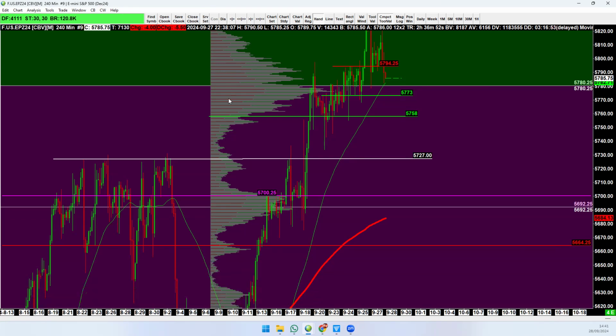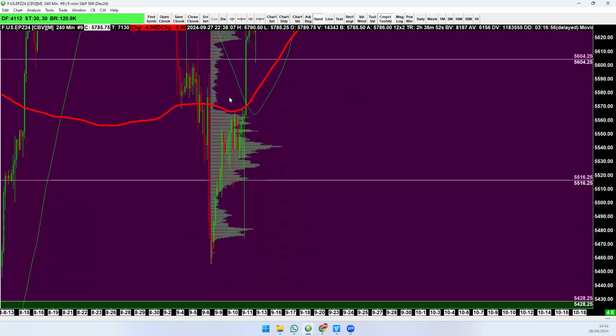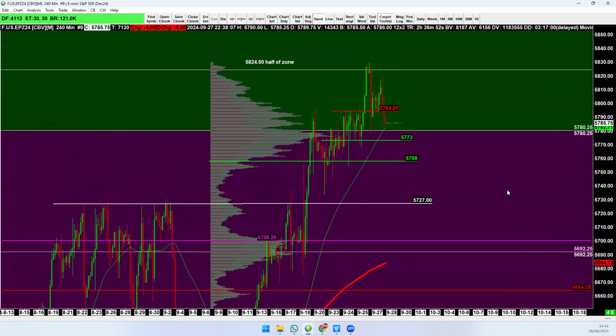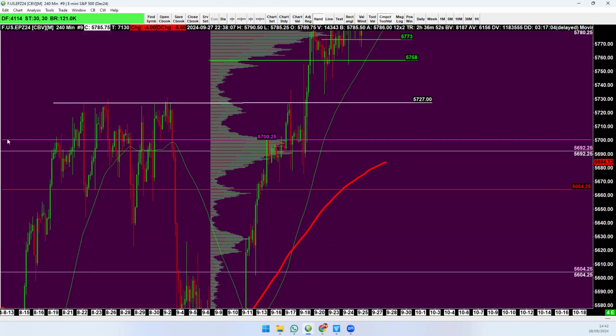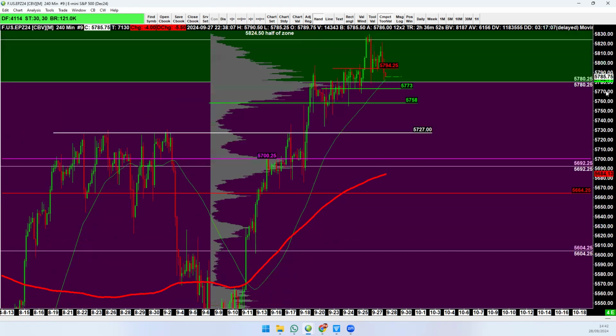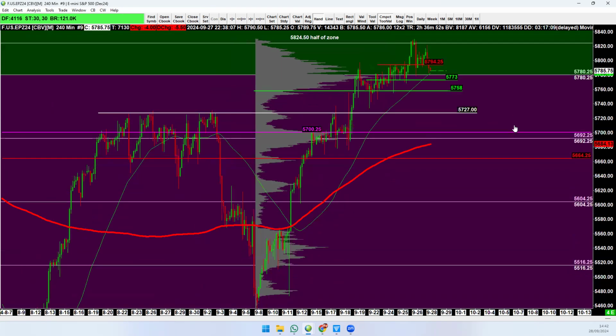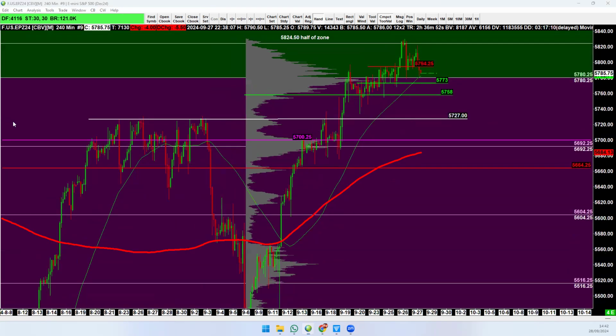So here we have a 4-hour candle, and I've drawn a volume profile from the bottom of this move at 54.50 all the way up to the top. I've also got some interesting things on here that I don't usually use or show people, but a lot of people use the 50 and the 200. You'll notice that we came down on Thursday to that 50, bounced off it, and closed above it.